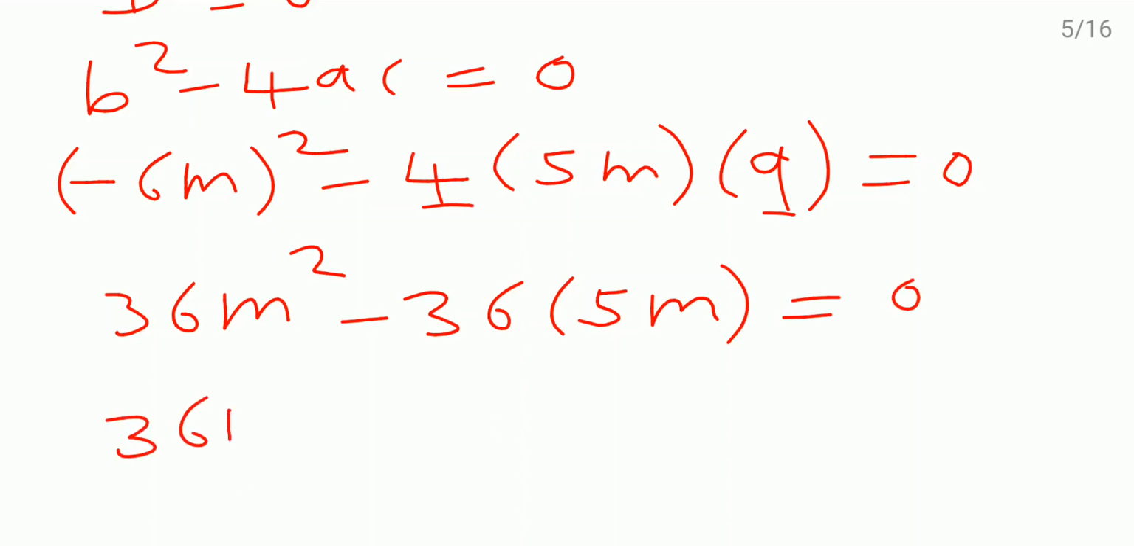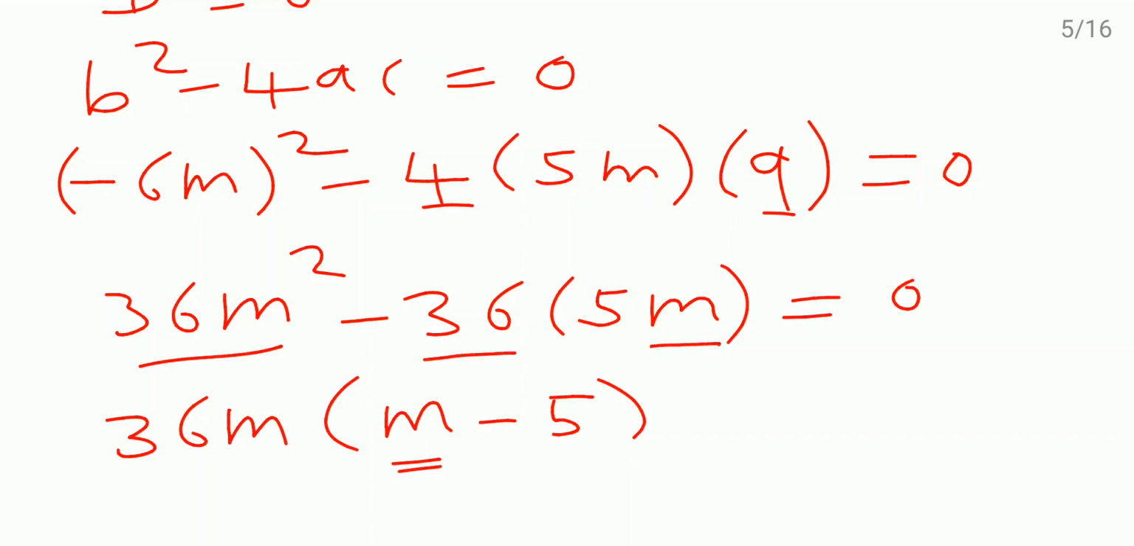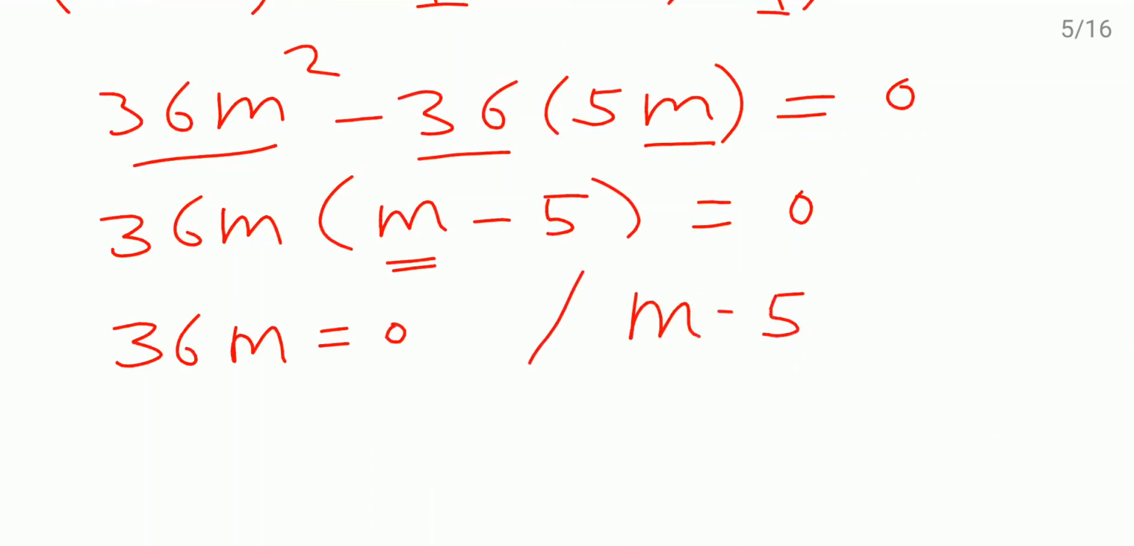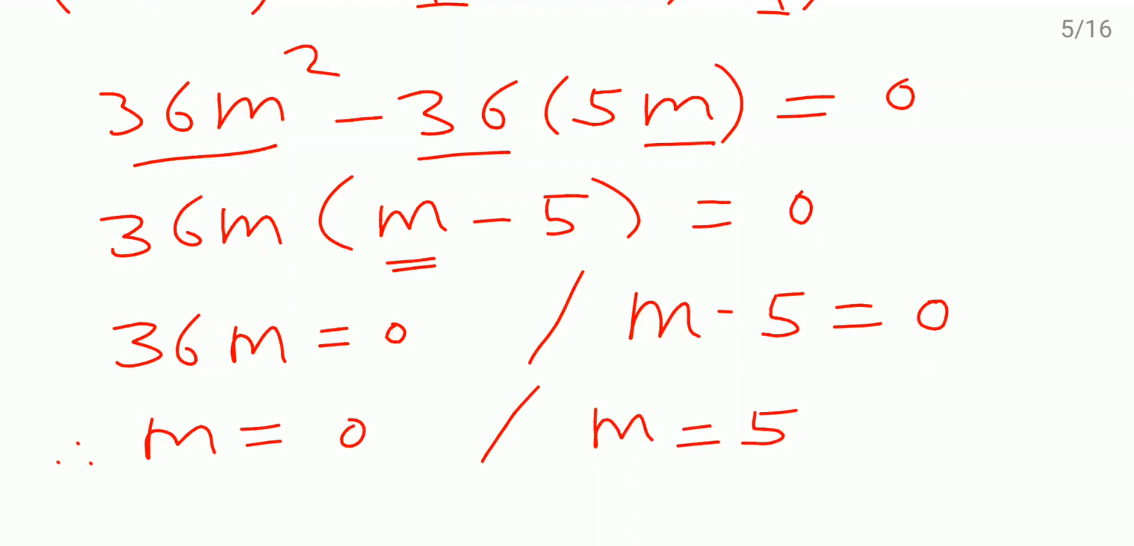So 36m I can take common. So m minus 5, see here, 36m is out, only m and 5 are left here, which is equal to 0. Now 36m is equal to 0, or m minus 5 is equal to 0. So m is equal to 0 by 36, which is 0 only, because 0 by anything will become 0. And here m is equal to 5. Now we need to check which value is the valid value.